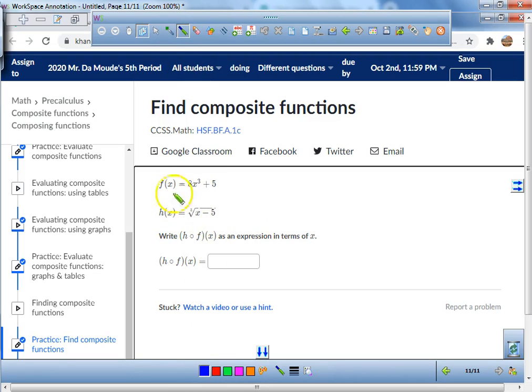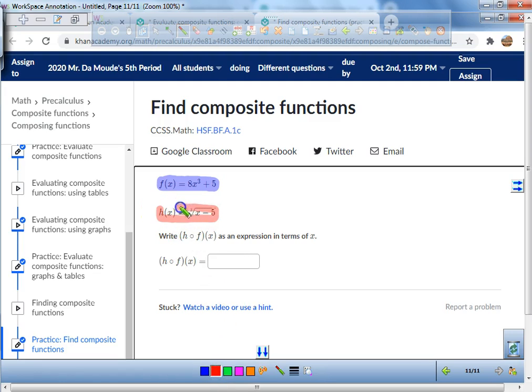Now, when I say f of x, I'm going to be talking about the blue function right there. And when I talk about h of x, I'm going to be talking about the red function right there. Now, it says write h of f of x as an expression in terms of x.